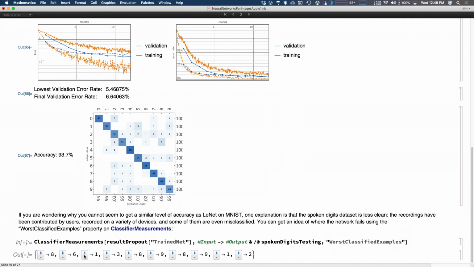This was one example. And by the way, with classifier measurement, we can quickly access and get information on what were problematic examples. 8. Well, 9. These. Okay, this one was silent, for example. Yeah, as I said, the data itself is here the limiting factor for the accuracy.